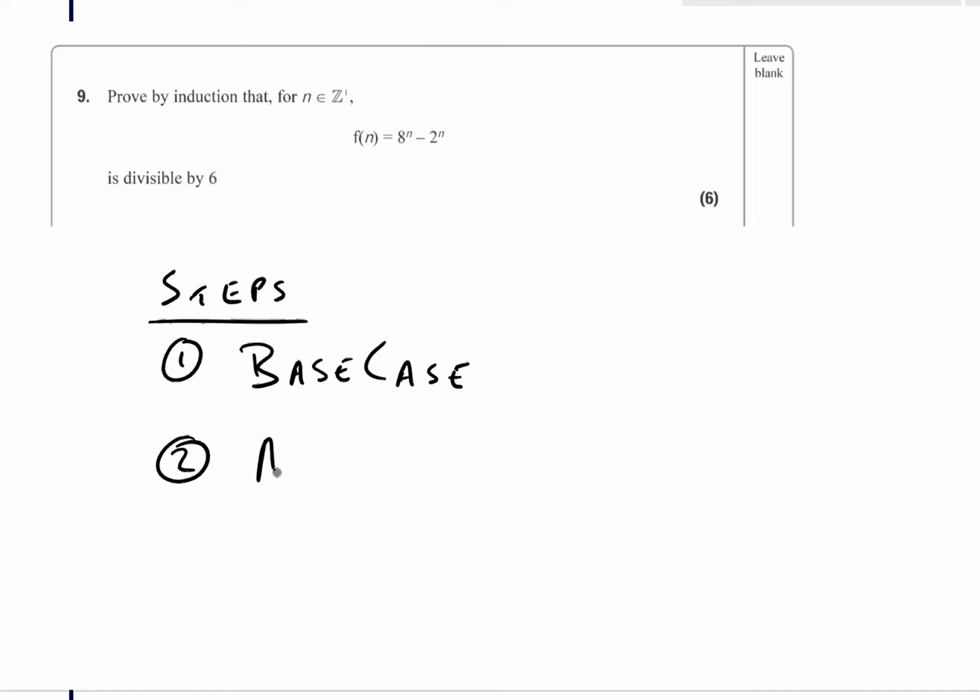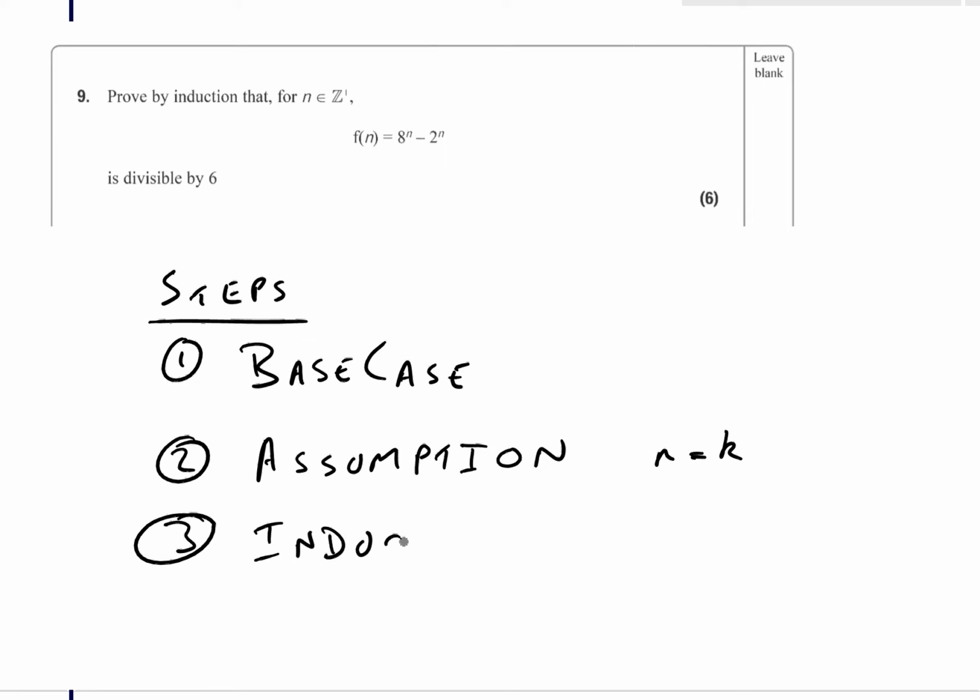And the next step is the assumption. You make an assumption. So that's usually you say, assume a case is true. Let's call that case k. Assume that's true. Okay. Then third step, you do the inductive step, and that is test it out for n equals k plus 1.